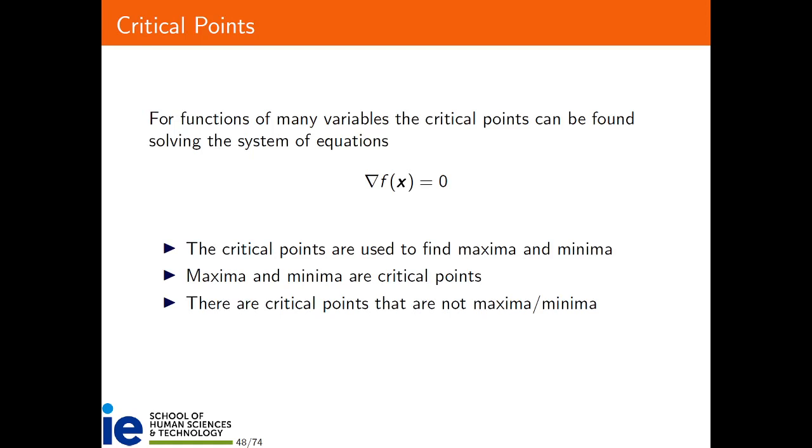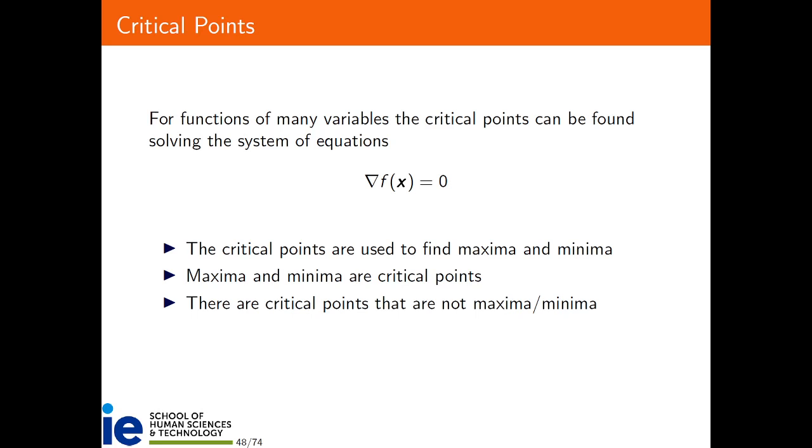So these critical points are, just as for functions of one variable, used to find maxima and minima. So maxima and minima are critical points, and there are critical points that are not maxima, global maxima, or global minima. So the results here are exactly the same as for functions of one variable. Now the idea is that finding whether a point is a maximum or a minimum, and whether it is a global maximum or global minimum or a local maximum or a local minimum, is actually tricky.